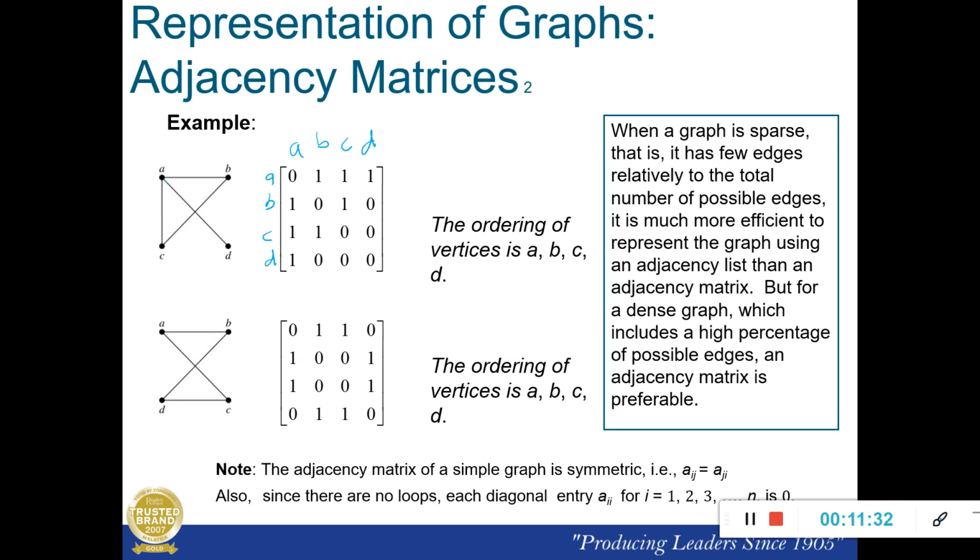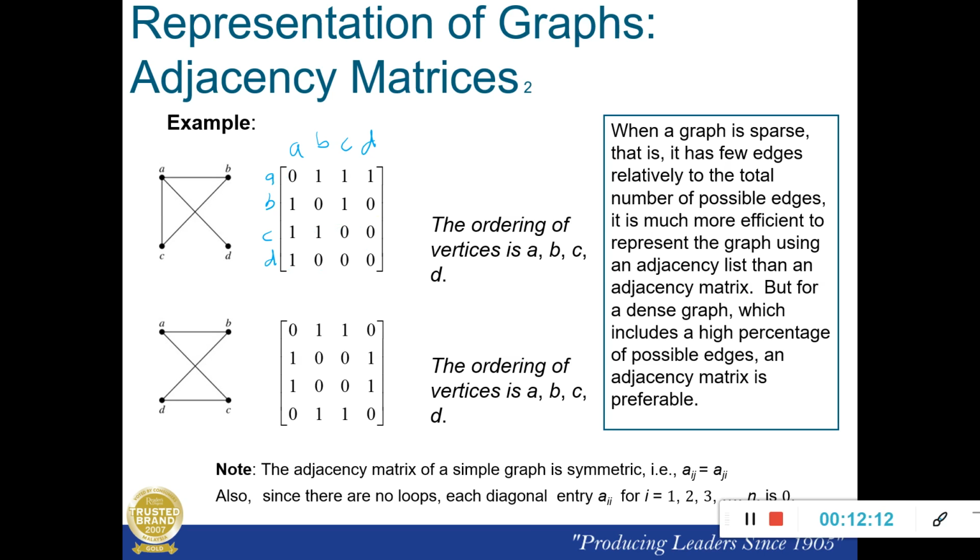From A to A there is no loop, so it's 0. From A to B, it has one edge, so you put 1. A to C, one edge, yes. A to D, also one edge. So you settle the first row. The second row, B: B to A, yes, 1. B to B, no loop. B to C is 1, and B to D is 0. For C: there's an edge to A, there's an edge to B, there's no loop at C, and there's no edge to D. So this is how you generate the adjacency matrix.